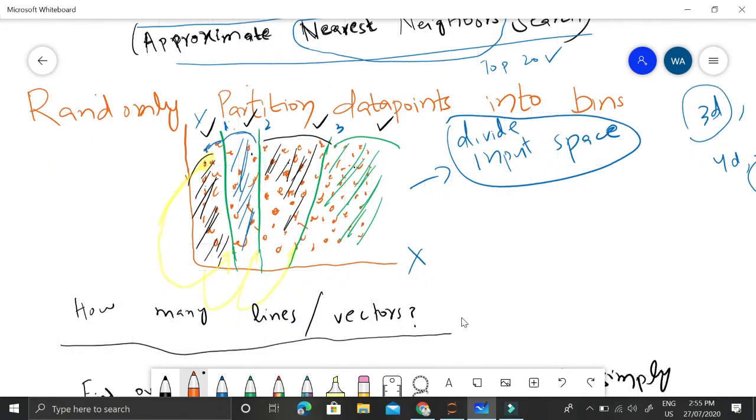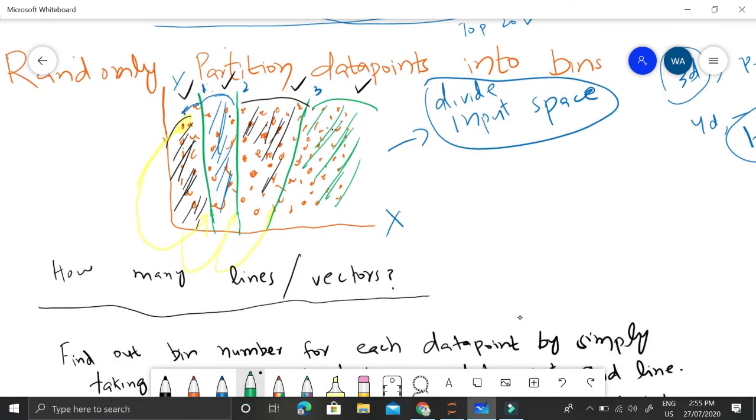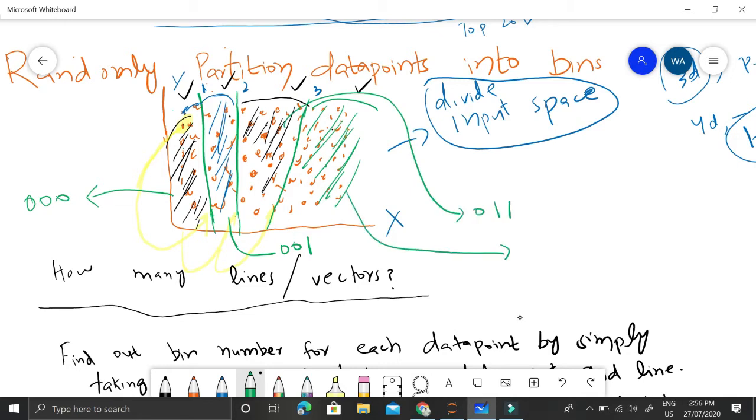One more technical detail that we need to understand in this regard is that each bin should be encoded in binary bits initially. Totally we have 3 bins, so we will need 3 bits. This 0th bin will be 0 0 0. This first bin will be equal to 0 0 1. This second bin will be equal to 0 1 0, and this third bin will be equal to 0 1 1.